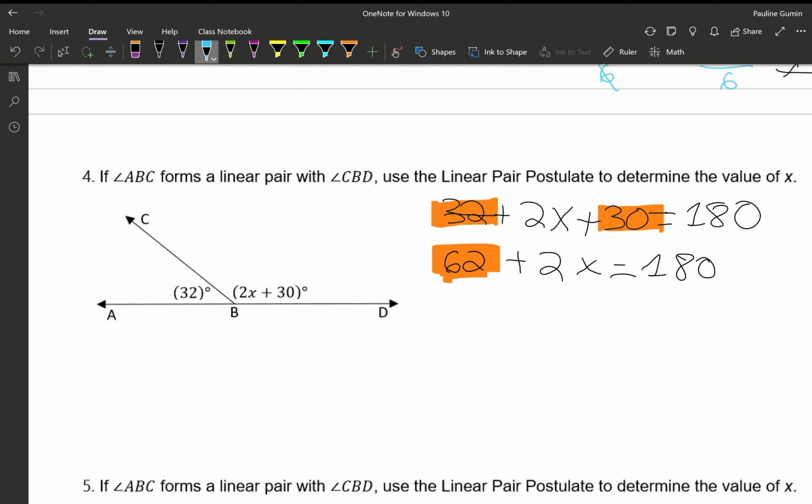Now, let's undo the positive 62 by subtracting 62 from both sides of the equation. We're left with 2x equals 118. And let's divide both sides by 2.